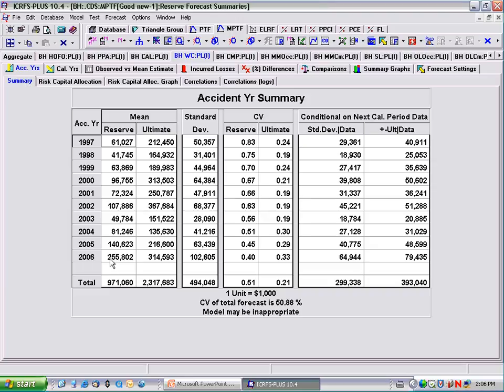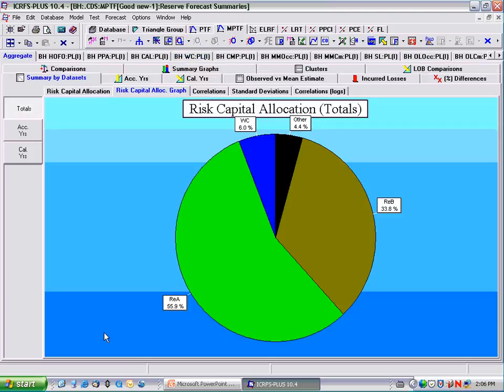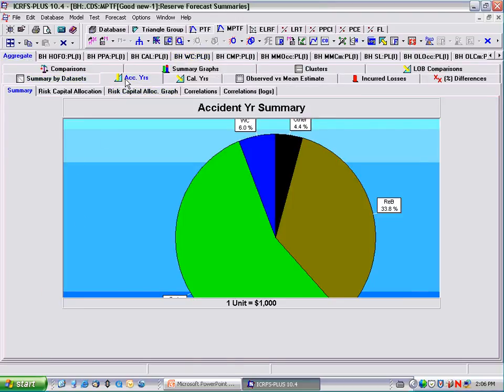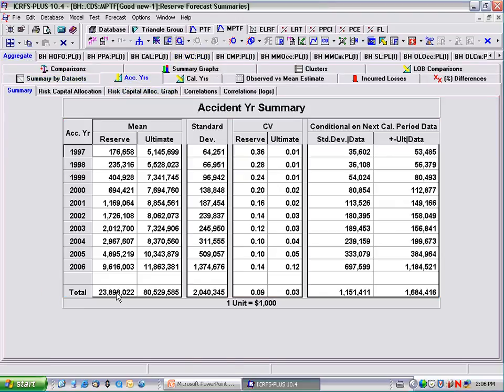Workers' comp in terms of reserve is only 971 million, but you can see it's got a huge coefficient of variation. So in terms of the aggregate reserve being around 24 billion, you can see that workers' comp is really a very small portion.